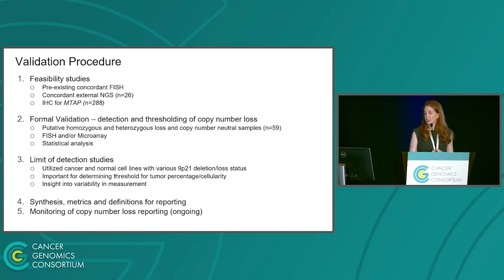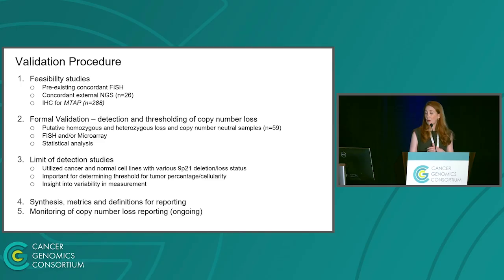Our validation procedure started with feasibility studies, where we looked at the patients that we had already sequenced with our assay. We were able to get a copy number from CNVkit, basically showing what we could determine. And we had pre-existing concordant FISH and concordant external NGS. We also had IHC for MTAP, and we were able to look at that and say, can we report loss? Is this something that we can do easily? What is it going to take to validate copy number loss?